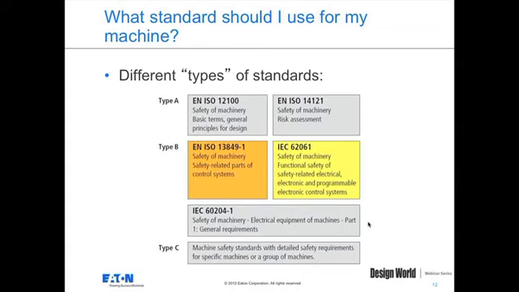And at the bottom, you have type C standards. A type C standard is typically for a specific machine or a group of machines. So a machine that performs a certain function, maybe it's a bottling machine, may have specific standards that apply to that type of machine that do not apply to others.